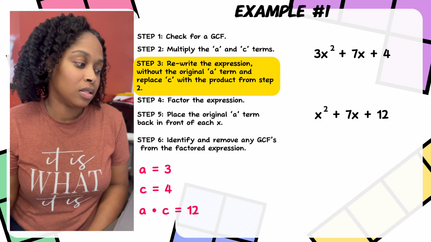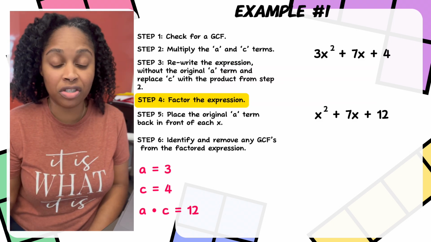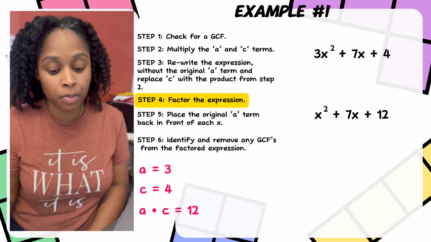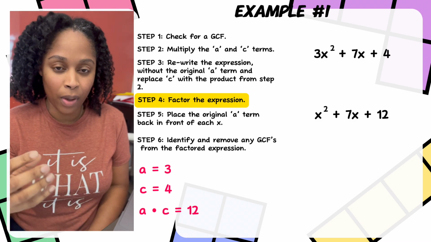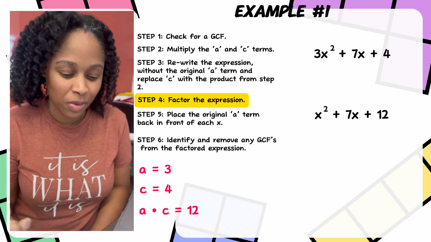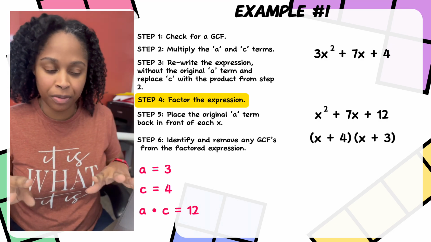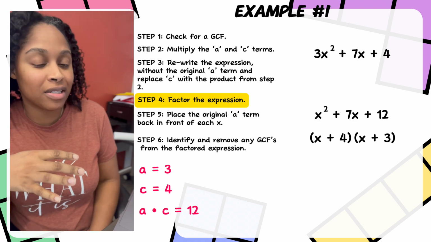Okay? Step 4 is to factor the expression. So now with this expression that we have here, this is something that you know how to factor. We need to find two numbers that multiply to 12 and that also add to 7. Okay? And you should have enough practice with this to know that our answer is going to be x plus 4 and x plus 3. All right, but we're not done here. A lot of people tend to stop here. We still have to finish all of our steps.